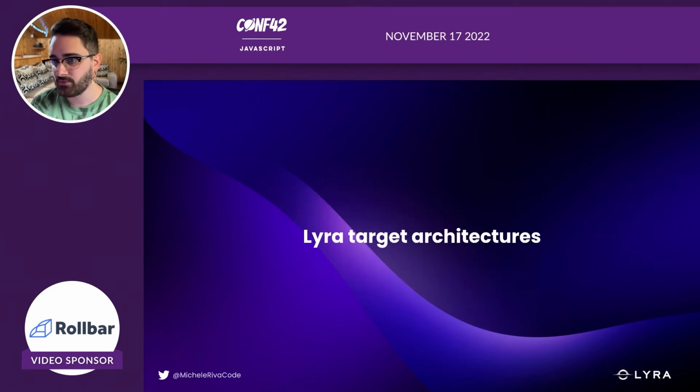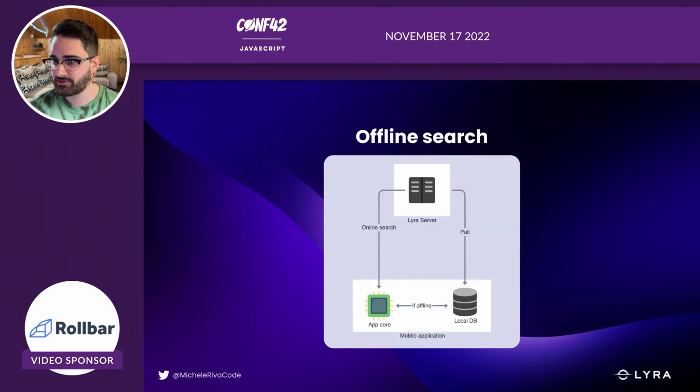That brings us to a lot of target architectures. Let me give you a couple of examples. We have the offline search architecture, for example. Let's say we have a mobile app on React Native, which is totally supported by Lyra. So we perform search, and whenever the connection is not established to the server, we can also rely on a local backup for the data.